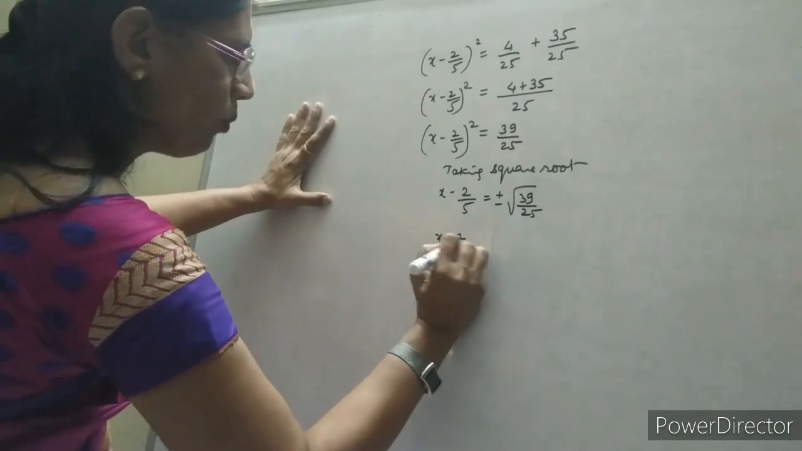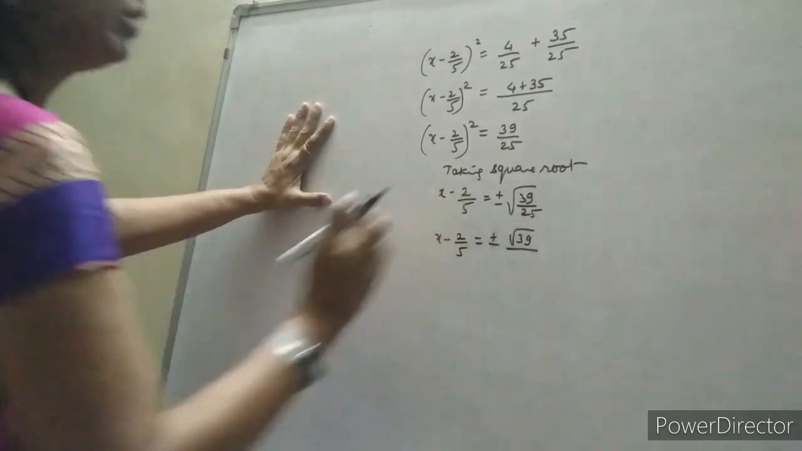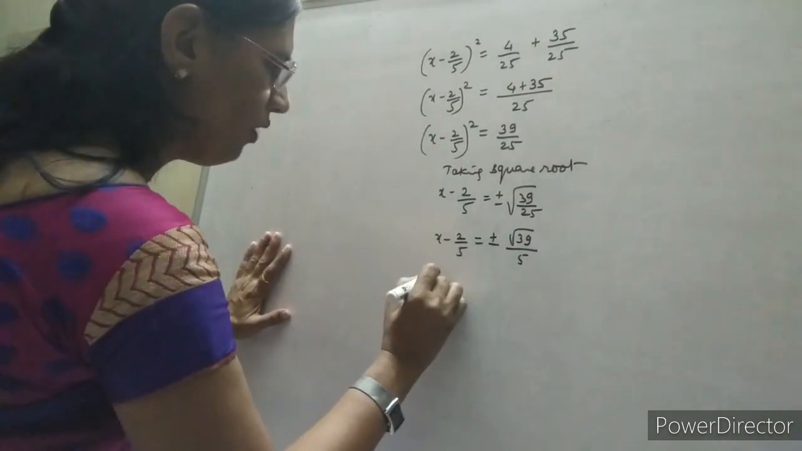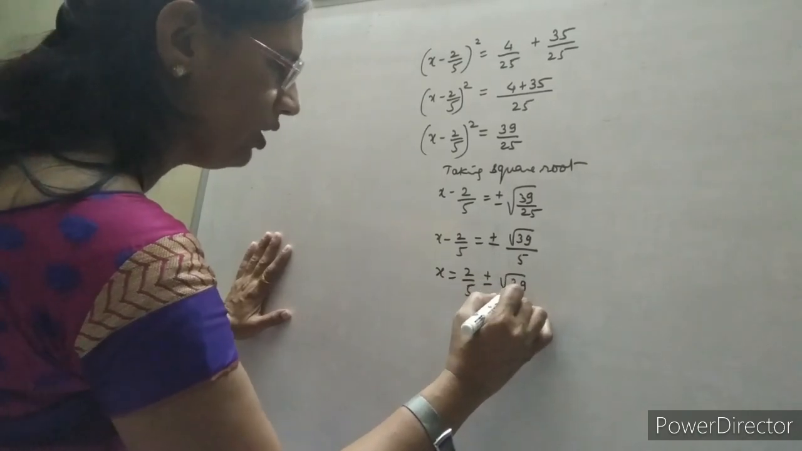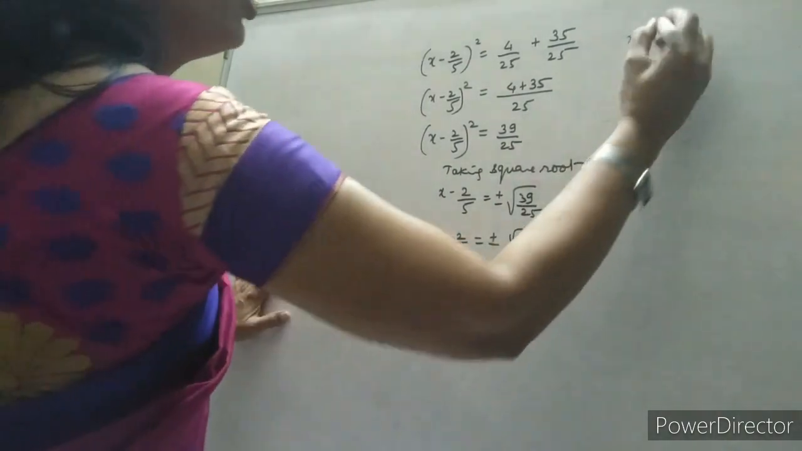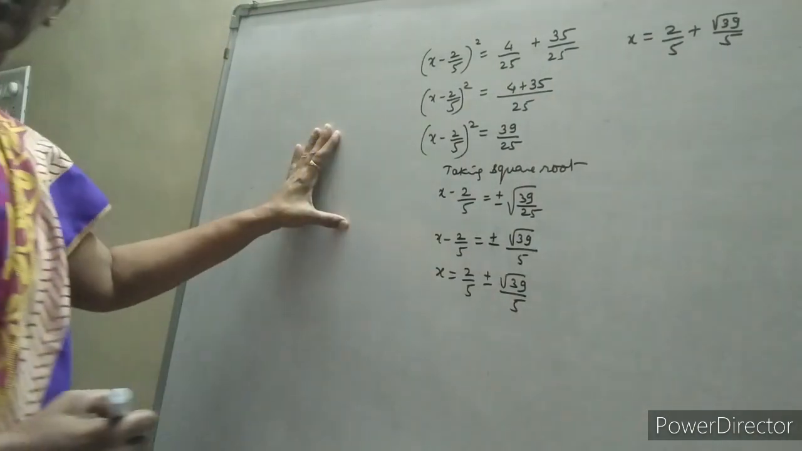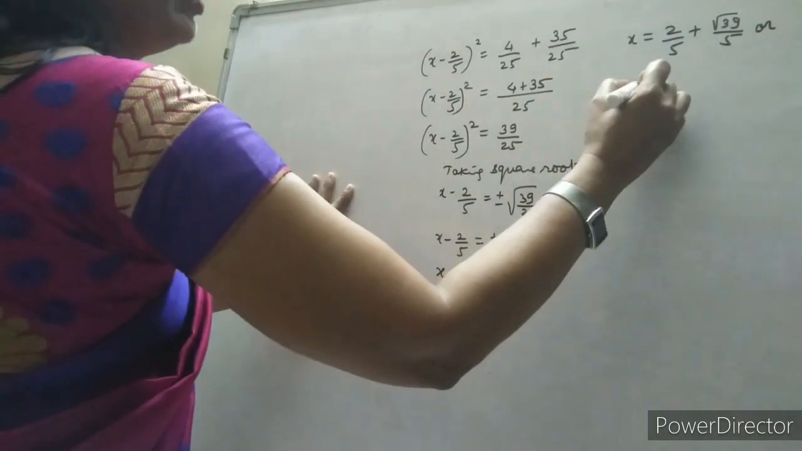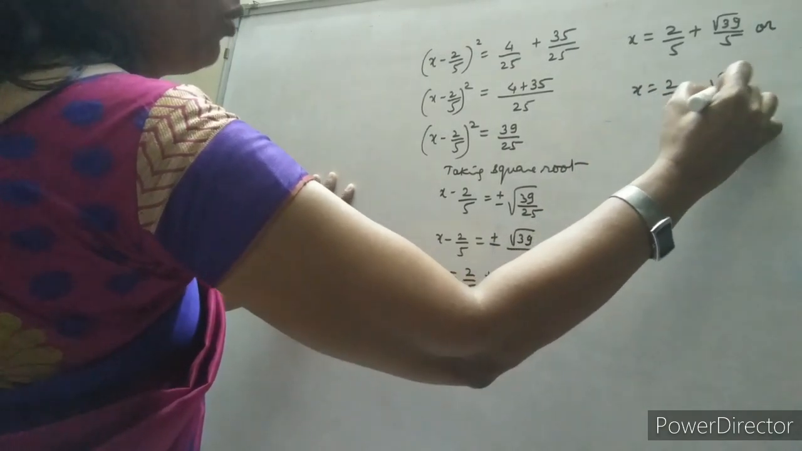That is x minus 2 upon 5 is equal to plus minus, here 39 is not perfect square, but square root 25 is perfect square, therefore you will write it is 5. So adding 2 upon 5 to both the sides, you get 2 upon 5 plus minus square root 39 upon 5. That is, we get x is equal to, here 2 upon 5 plus square root 39 upon 5, or x is equal to 2 upon 5 minus square root 39 upon 5.